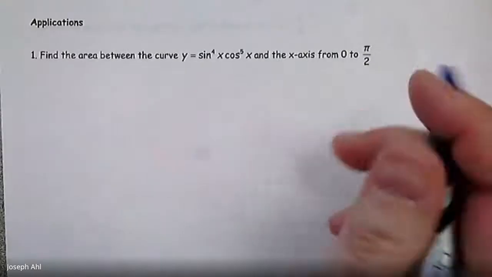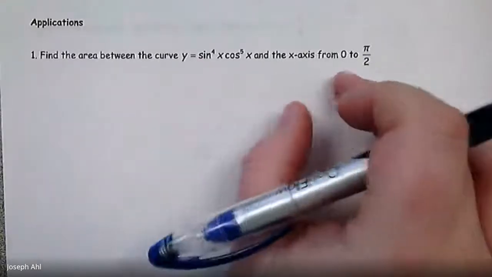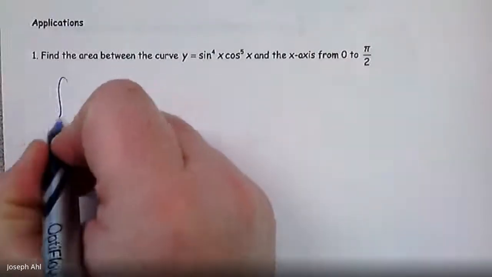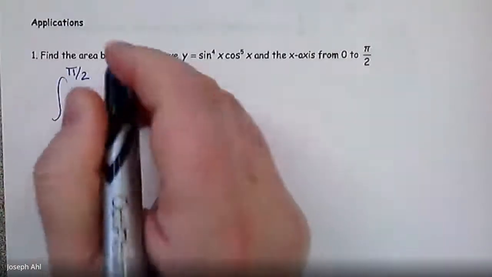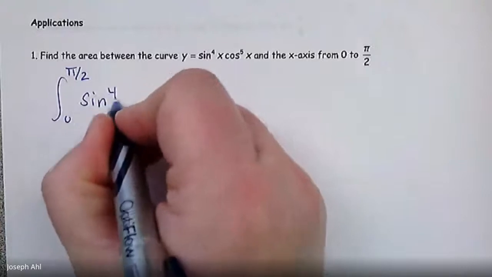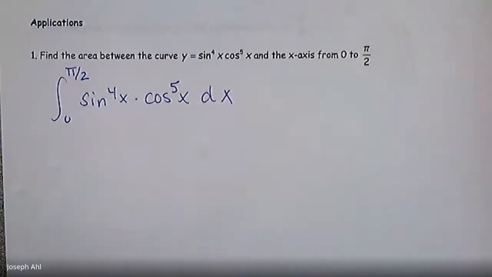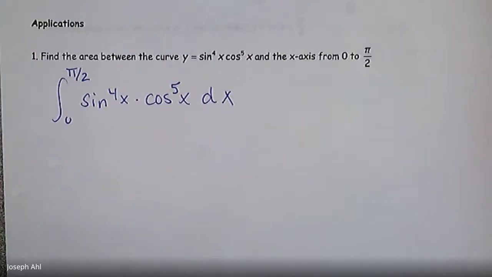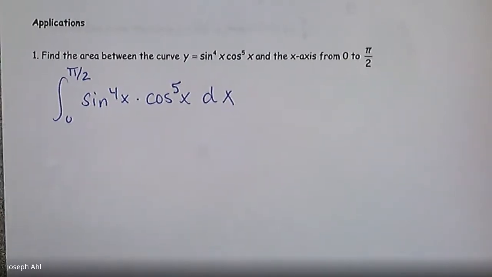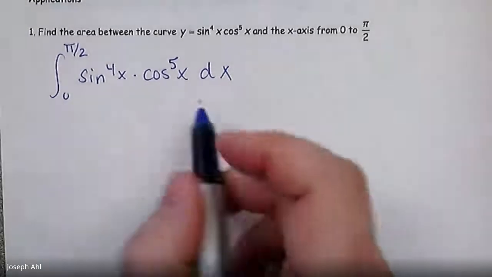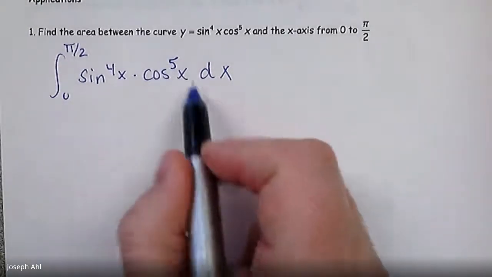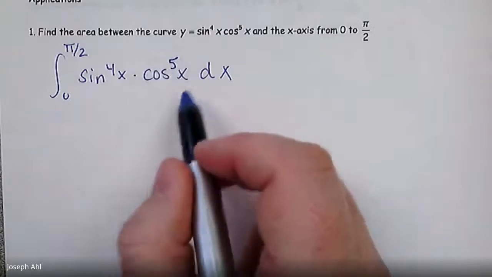Okay. So if we're integrating from 0 to pi over 2 along the x-axis, I'm just going to set up the integral here from 0 to pi over 2 of sine to the 4th times cos to the 5th dx. All right. So with sine and cosine both as being a part of the product on the inside here, where we have that cosine to the 5th with that odd power here, we know that this one's pretty easy to integrate.